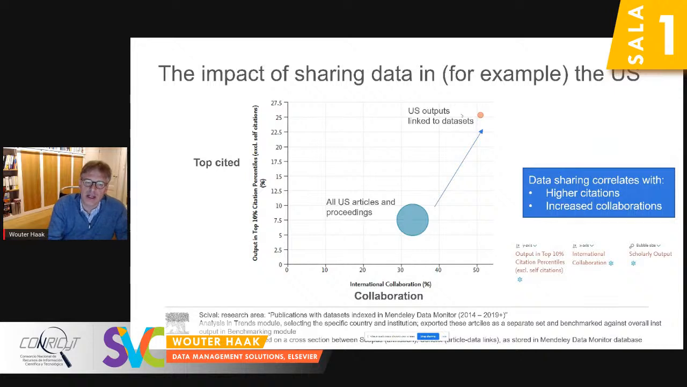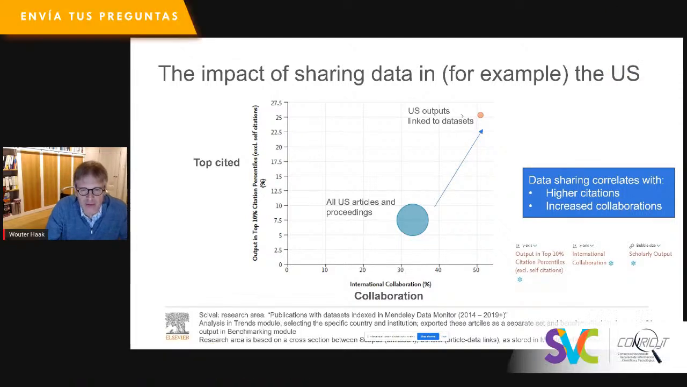I'm taking, for example, the United States. In the United States, we've analyzed all articles in the period of 2014 to 2019. We then looked at the impact. What was the impact of this research? There are many ways you can measure impact, but in this case, we've taken two dimensions. On the horizontal axis, you see collaboration. As I said, we want to measure the impact of data sharing in relation to international collaboration.